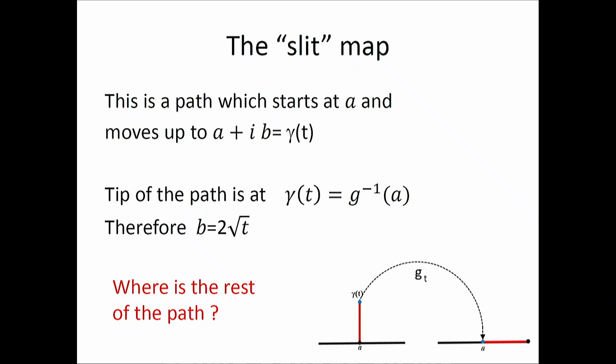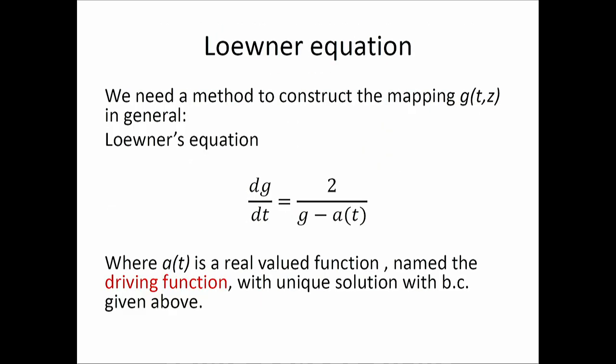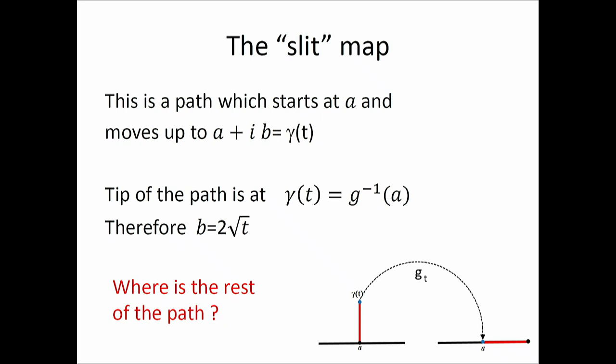And as I said, gamma of t is the action of inverse of g on A, which has an obvious reason. It's because at this point, Loewner's equation becomes singular on the right-hand side. So at the point where g equals A, you have a singularity. So that singularity is the tip of your path, gamma of t. Hence, the tip of the path is at g inverse of A.